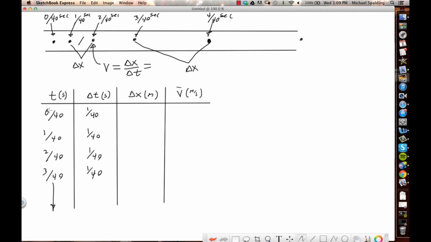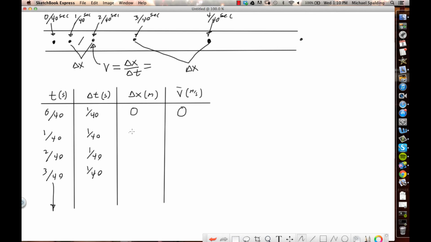What's the delta x for 0/40ths? So 0/40ths is right here. How far did it go from the previous dot? 0, because there is no previous dot. So that's 0 meters. All right, so what's the velocity going to be at 0/40ths? 0. You can just fill that in right now. At 0/40ths, the velocity is 0.